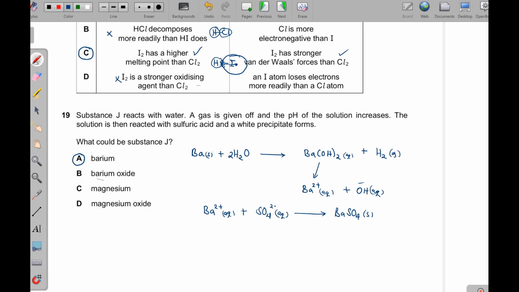But if you get barium oxide, you react it with water, you will just get barium hydroxide. There won't be a gas produced. You see that? Then when we go to magnesium, we shall get this magnesium hydroxide and hydrogen. But when you get magnesium here and you react it with the sulfate, that one is soluble. So you are not going to get the white precipitate. Then magnesium oxide, you react it with water, you will get just a hydroxide, but no what? Hydrogen.